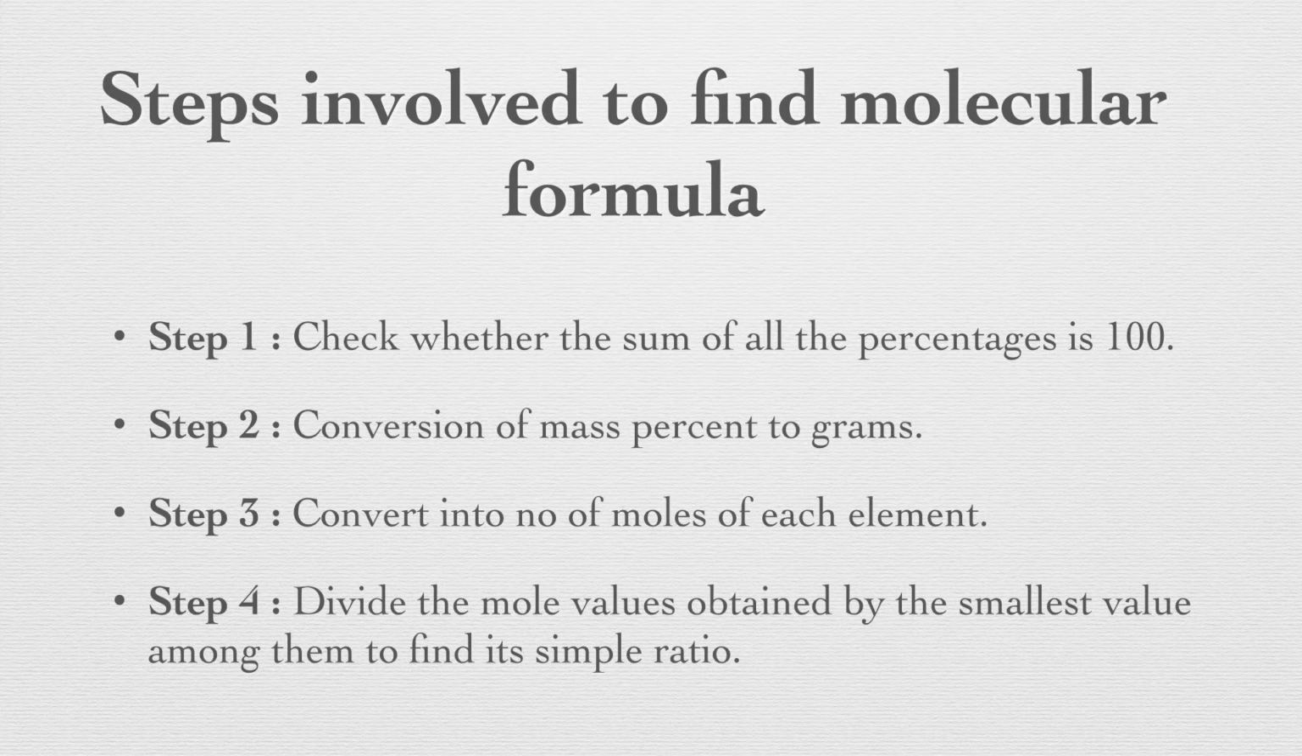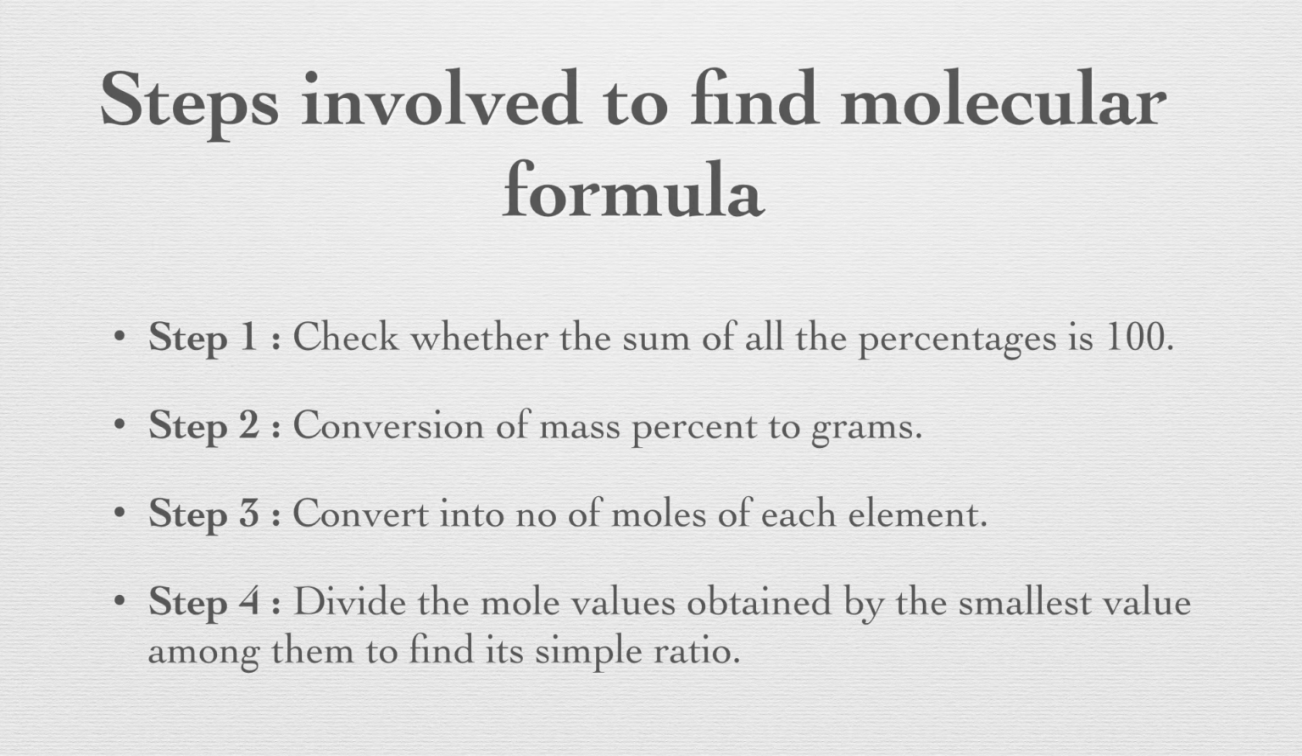For example, for hydrogen, if I got the percentage composition as 4.07, then 4.07% becomes 4.07 grams. If I want to find the number of moles of hydrogen, I have to divide it by the atomic mass of hydrogen. So it will be 4.07 grams upon 1, which is 4.07 only. This is how you find the number of moles.